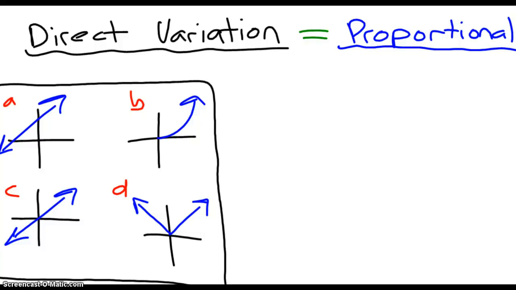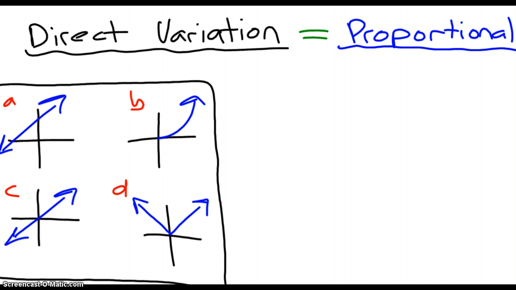Quick video today on proportional lines, and just to clarify, direct variation and proportional, we're going to say, are the same thing. The book uses the term direct variation. I like the term proportional. They both refer to the same type of line.